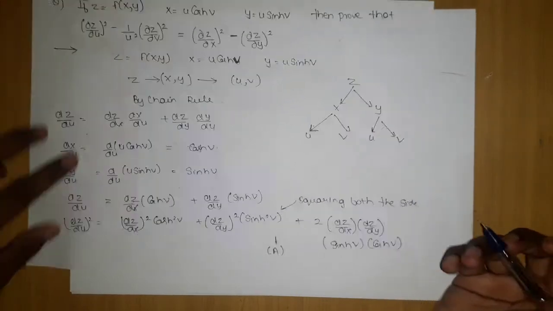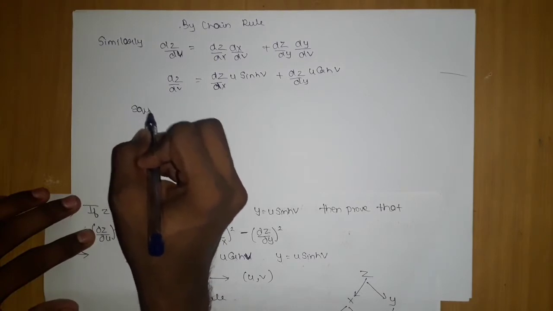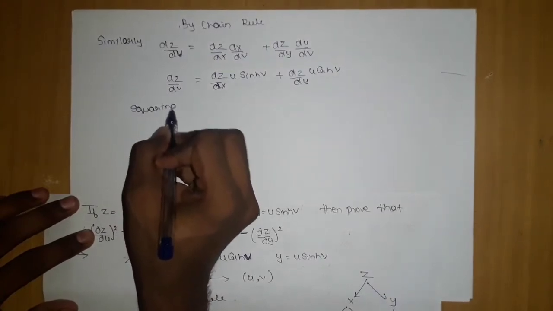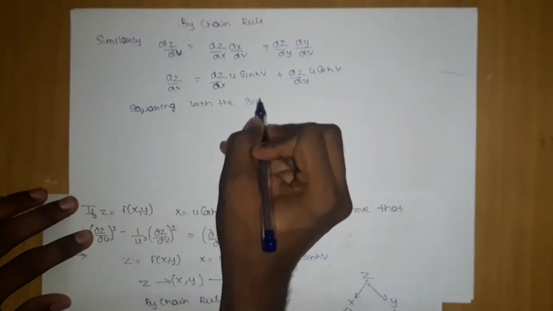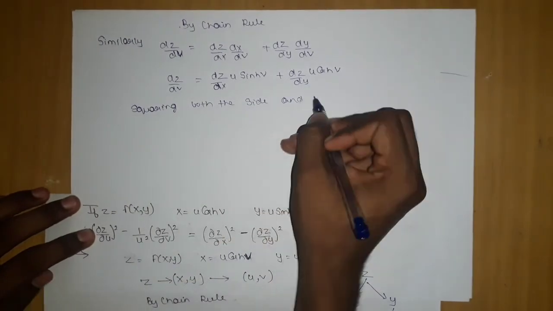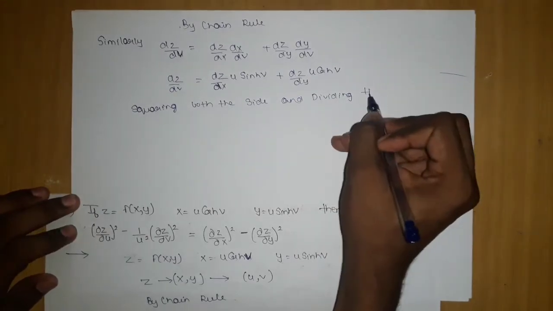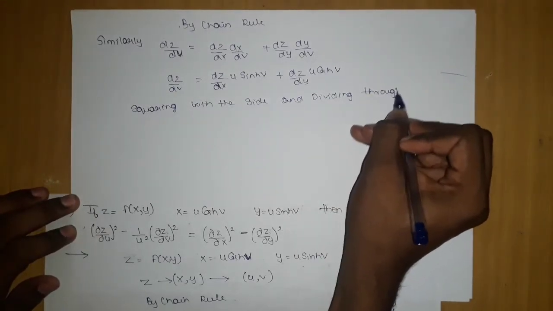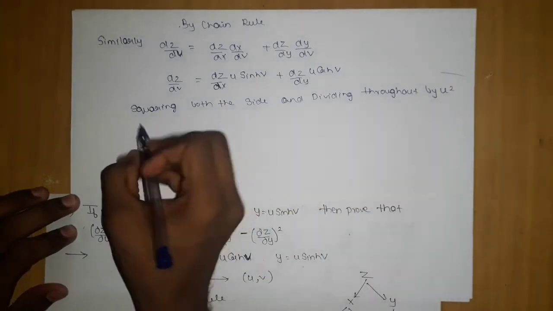Please keep this in mind, writing these reasons. Now here, squaring both the sides and dividing throughout by u square, what are we going to get?